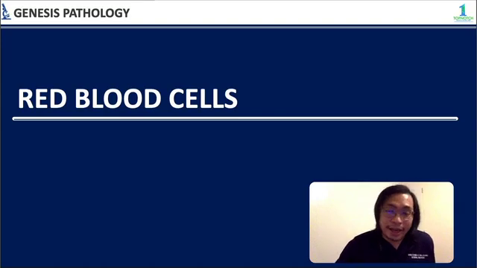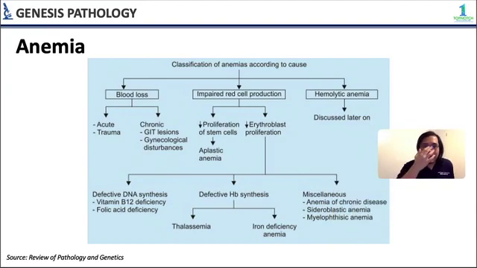Red blood cells, high yield sa red blood cells, anemia. Okay? Anemia. Now, we can classify your anemia according to the cause. Okay? Pwedeng blood loss, pwedeng impaired red cell production, pwedeng hemolytic anemia. So, in blood loss, again, pwedeng acute, no? Trauma, vehicular accidents in general. Chronic blood loss, no? So, GI pathology, gynecological pathologies, no?